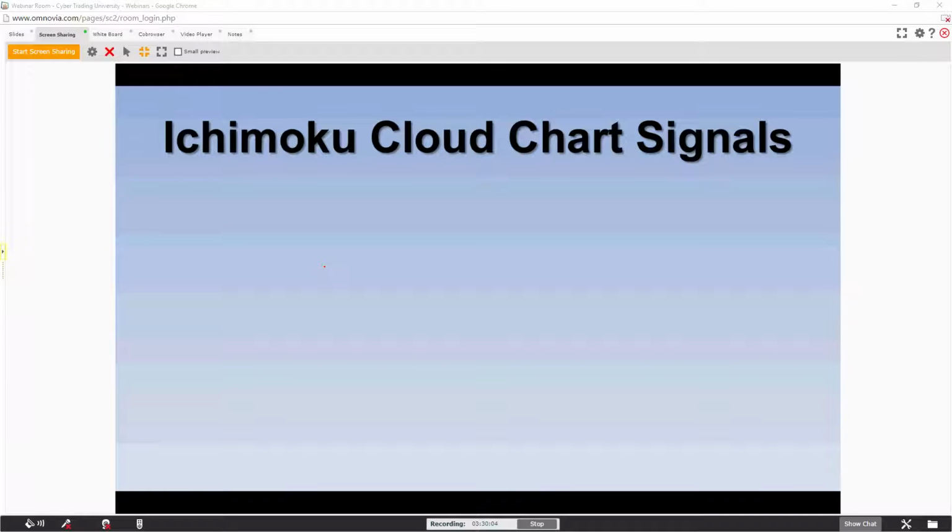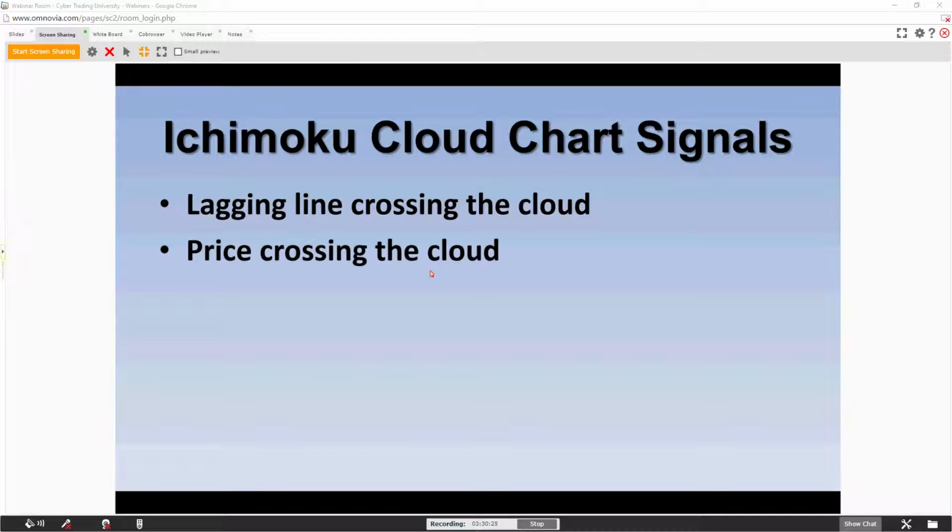So now let's talk about some signals, and then we're going to spend some time going through the market and figuring out what trades, what side of the market we should be on. We'll scan the market, and I'll show you some of my favorite trades with this strategy, okay? So the lagging line crossing the cloud is the slowest but the strongest signal you can take.